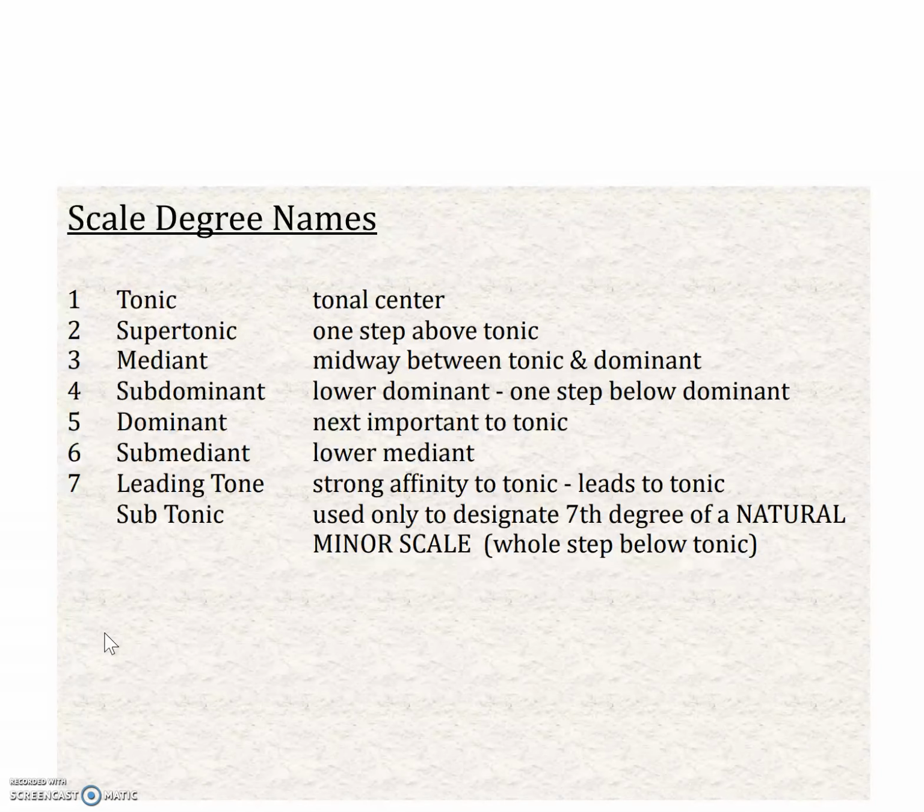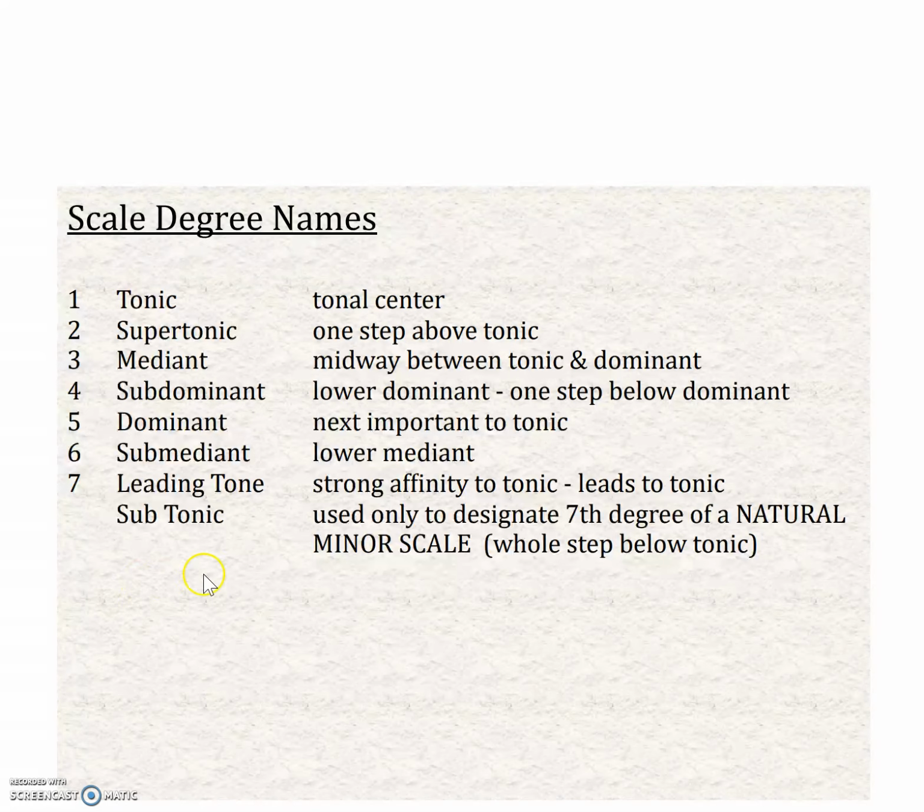And 7 is pretty groovy. It has 2 terms, okay? Leading tone, meaning a strong affinity to tonic. It leads to tonic. Now, the other name for scale degree 7 is subtonic, and it's used only when we're designating the 7th degree of a natural minor scale. It's that whole step below tonic, okay?